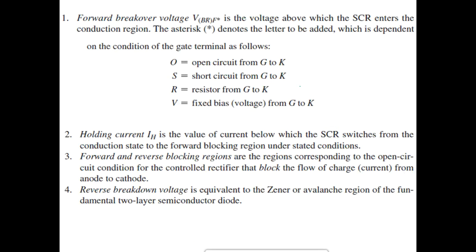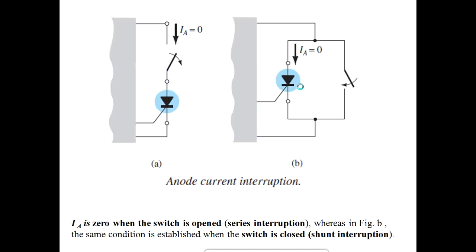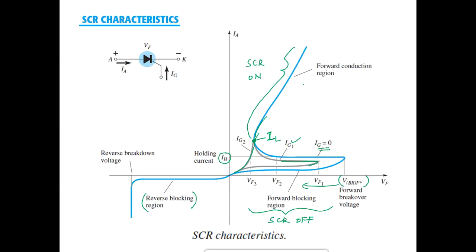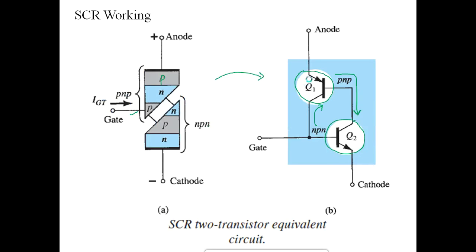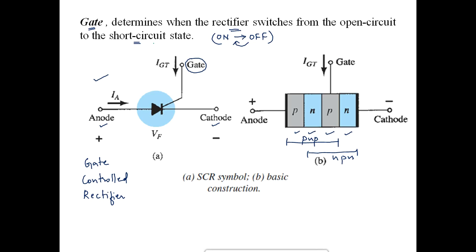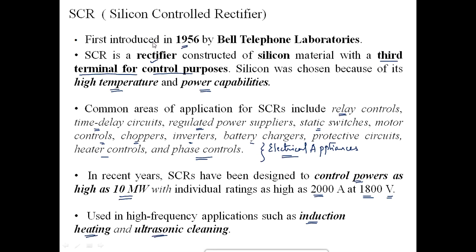All right. So I think we have discussed the basic symbol, construction and the working principle, the characteristics, and one or two applications of SCRs. In the next class we will be focusing on the variants of SCR which are called diac and triac, which are also equally important. So I think we'll stop here. Students, if you have any doubts, then you can ask me.